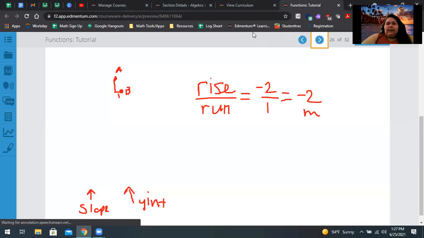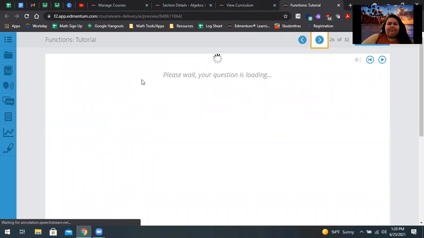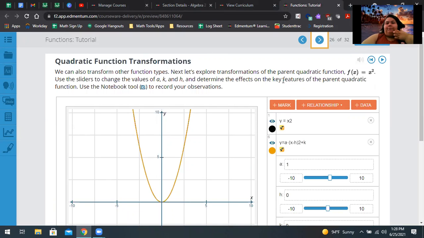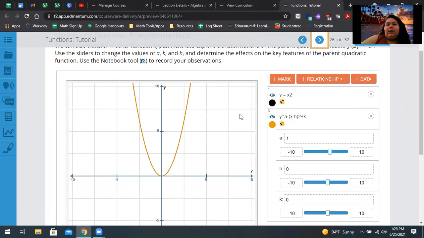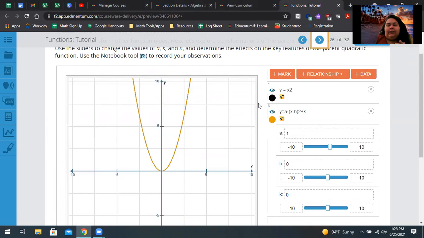Moving on to slide 26. Looks like it's another question. For this one, it's best if you take your notes and actually play around with the sliding tools. There are two graphs here, one in black and one in a yellow gold color, and they want you to mess with it.